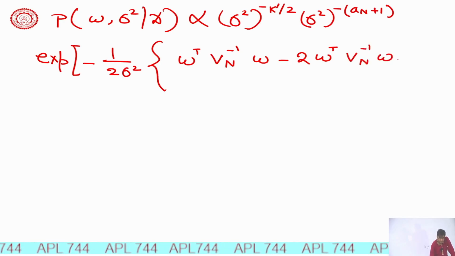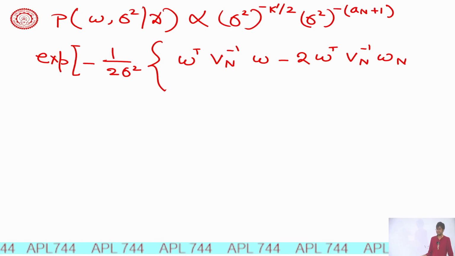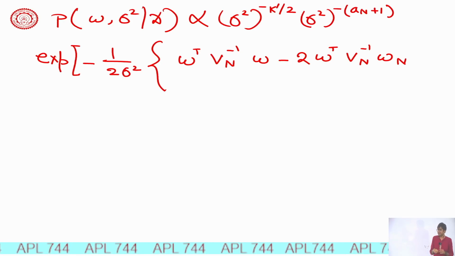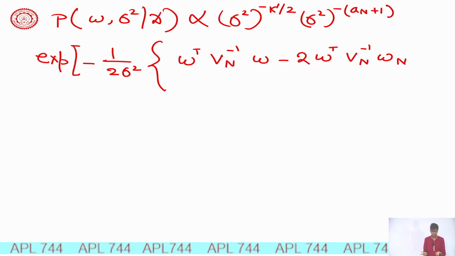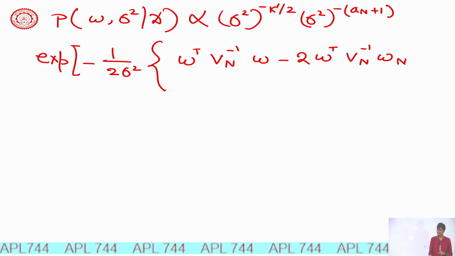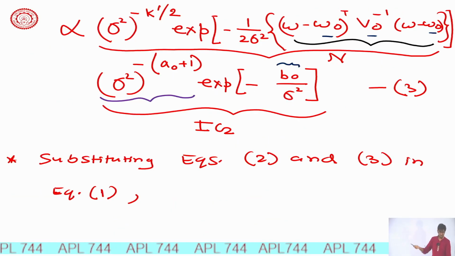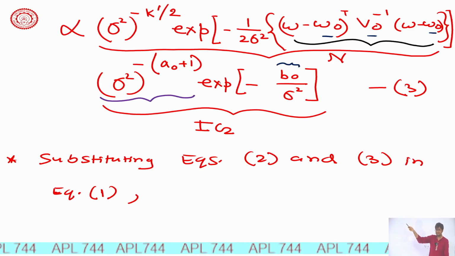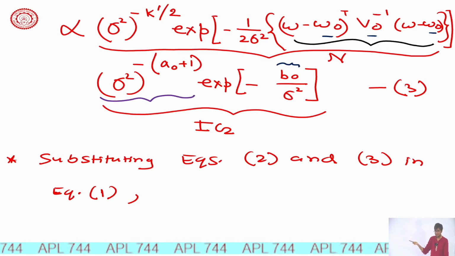Inverse W_n. Okay. So now I want to complete the square. So what is the term that is missing? (a minus b) whole square. Think about that. I have a square and I have a minus 2ab. The b square is remaining. So b square is what? W_n transpose V_n inverse W_n. So if you go here, W naught transpose V naught inverse W naught, that will become W_n transpose V_n inverse W_n.